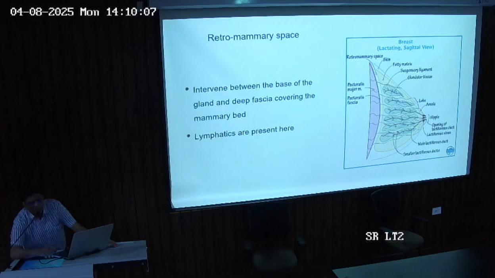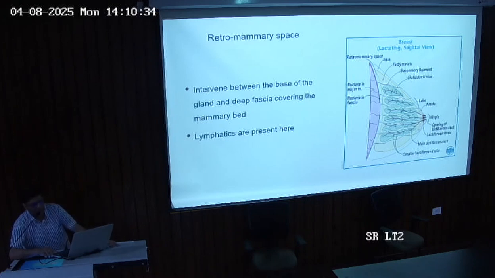Now what is the importance of the retromammary space? This is the space where lymphatics lie. It intervenes between the base of the gland and the deep fascia covering the mammary bed, and lymphatics are present here. Why is this space important? Because all the malignancies, all the cancers, spread through these lymphatics and go to the axilla and other areas.